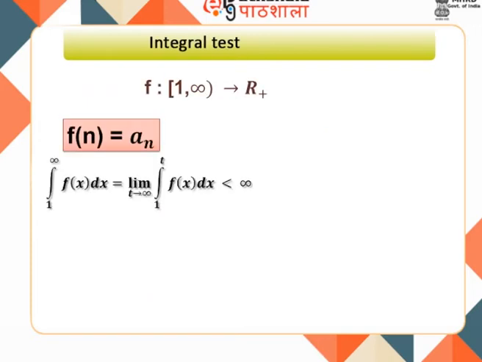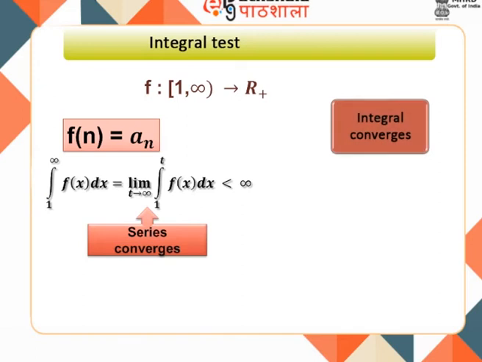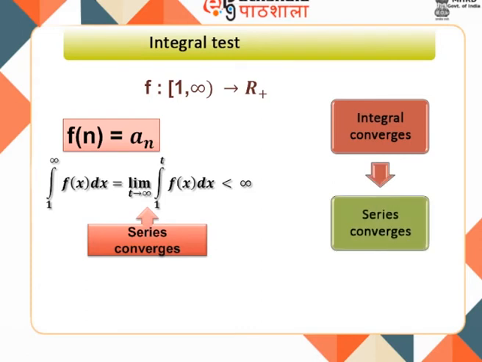Integral test. Let the function f from [1, infinity) to the positive real numbers be positive and monotone decreasing, such that f(n) is equal to a_n. If the integral from 1 to infinity of f(x) dx, equal to the limit as t tends to infinity of the definite integral from 1 to t of f(x) dx, is less than infinity, then the series converges. But if the integral diverges, then the series does so as well. In other words, the series a_n converges if and only if the integral converges.